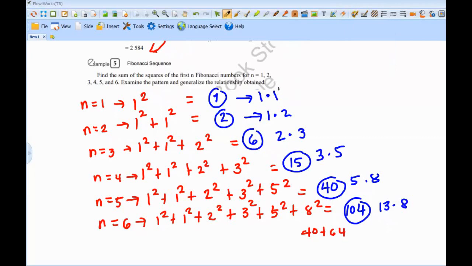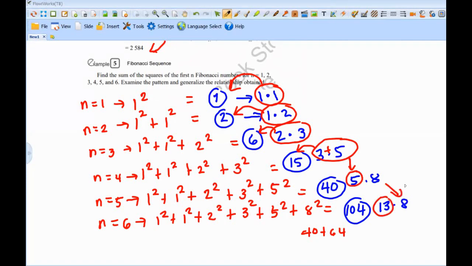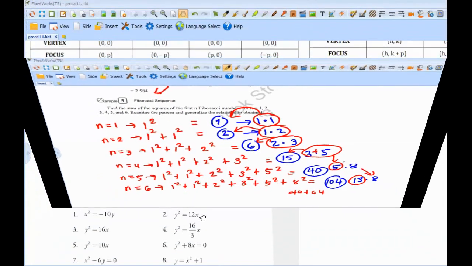Look, 1 times 1 is 1. 1 times 2 is 2. 2 times 3 is 6. 3 times 5 is 15. Because we got that 5 from the sum of 2 plus 3. Here 3 plus 5 is 8, and then you multiply by 5 that number. And then 5 plus 8 is 13. Multiply that by 8. Right? So we can have our value as the sum of the previous terms, but we are going to multiply. So that is also an observation.